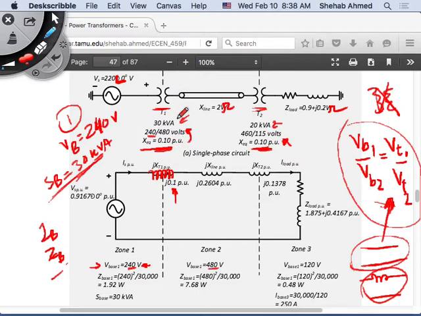If it was not the same base, how would we do it? Exactly, that's what we'll do here. The other transformer is not the same base. The power rating here is 20 kVA. This 0.1 per unit was calculated on the base of the transformer's ratings, which were 20 kVA and 460 over 115.